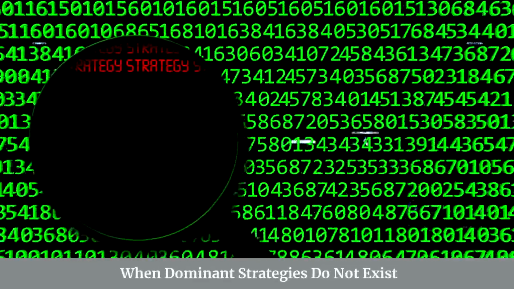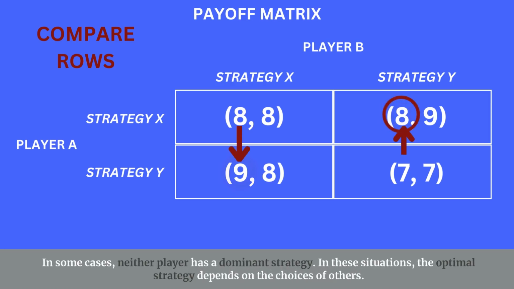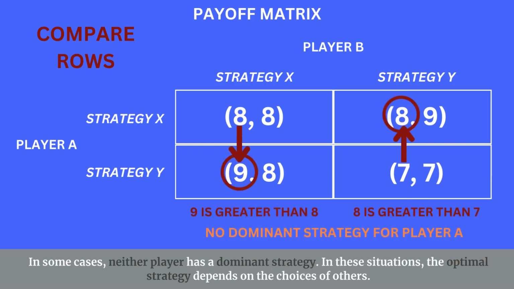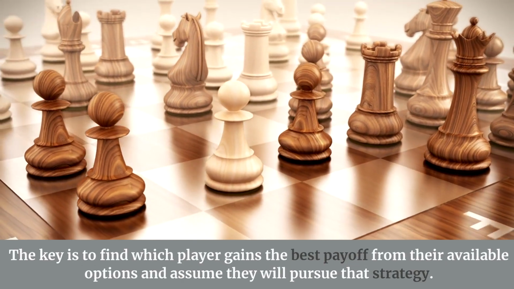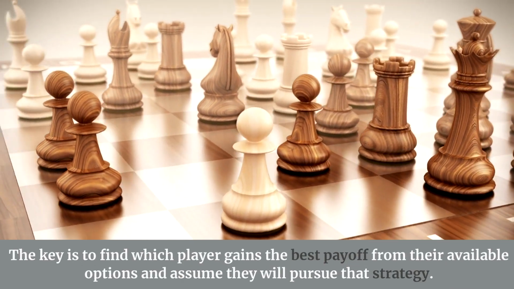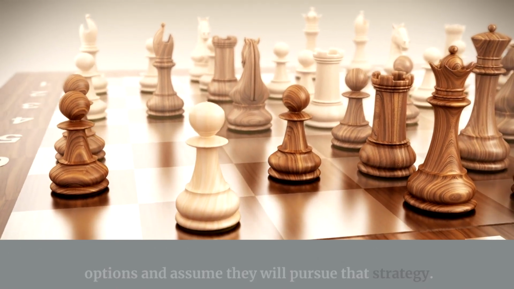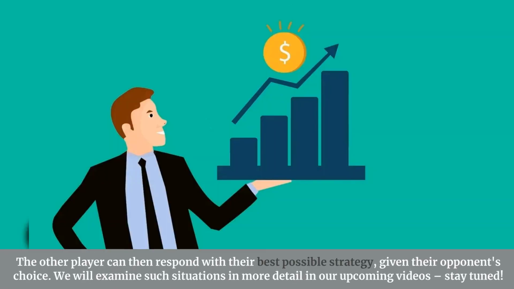When dominant strategies do not exist. In some cases, neither player has a dominant strategy. In these situations, the optimal strategy depends on the choices of others. The key is to find which player gains the best payoff from their available options and assume they will pursue that strategy. The other player can then respond with their best possible strategy, given their opponent's choice. We will examine such situations in more detail in our upcoming videos.